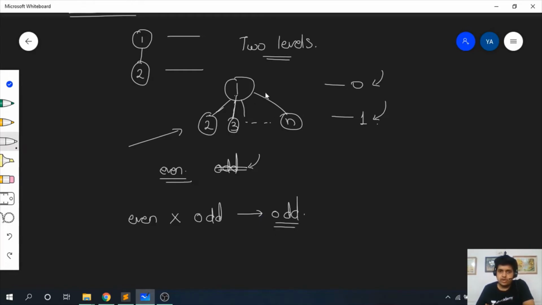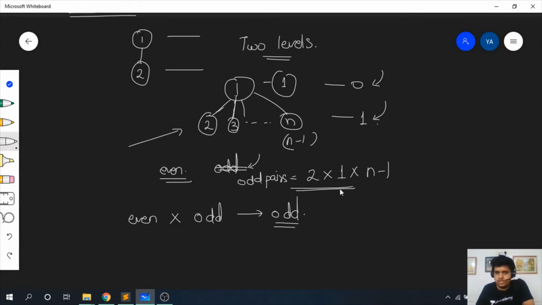So here the total number of pairs having odd distance between them is 1 into n minus 1, right? But since we are considering ordered pairs, therefore our answer is 2 into 1 into n minus 1. So this is total odd pairs. Now you will soon see what we gain from calculating this, because from calculating this we can see if we can actually set the number of odd pairs to y by choosing a suitable value of n.